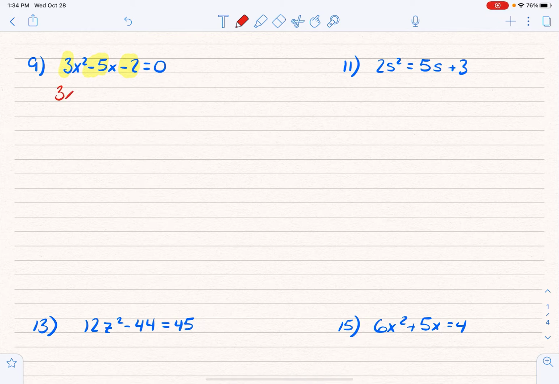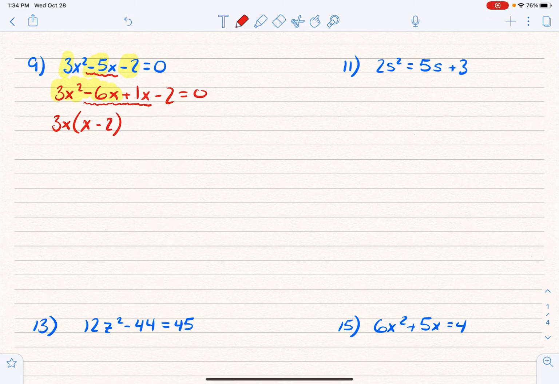So then I split that negative 5x into those two values. So I can say minus 6x plus 1x minus 2. And so see that negative 6x and the positive 1x would come back together and give me that negative 5x. So now what I'm going to do is I'm going to factor these first two terms and say, what can I take out of both of those? I can take a 3x out, which would leave me with x minus 2. And then for the next two, what can I take out? Well, I can only take out a 1, which would leave me with x minus 2.